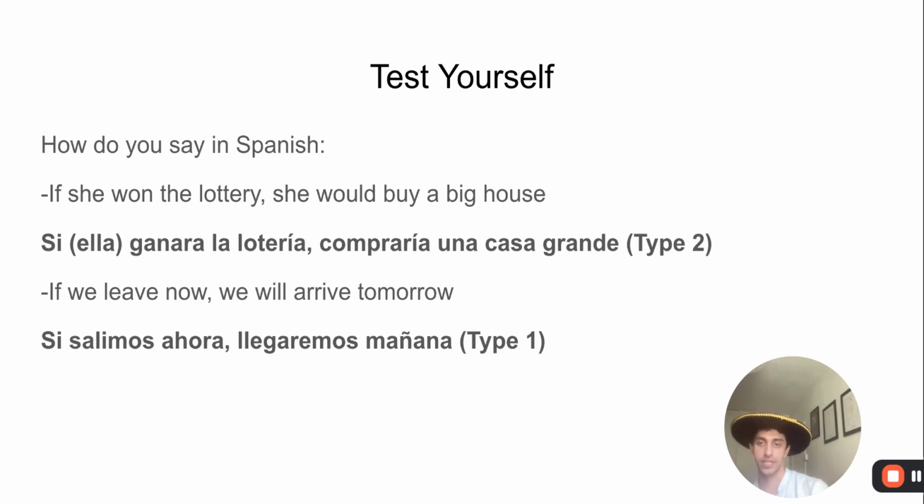There are alternative translations for most of these as well. Number 3, if I had known, I would not have come. So try and think through what kind of an if clause that is. Is that type 1, type 2, or type 3? Then think about the sequence of tenses, put each of the verbs into the appropriate tense, and translate the rest of the sentence.